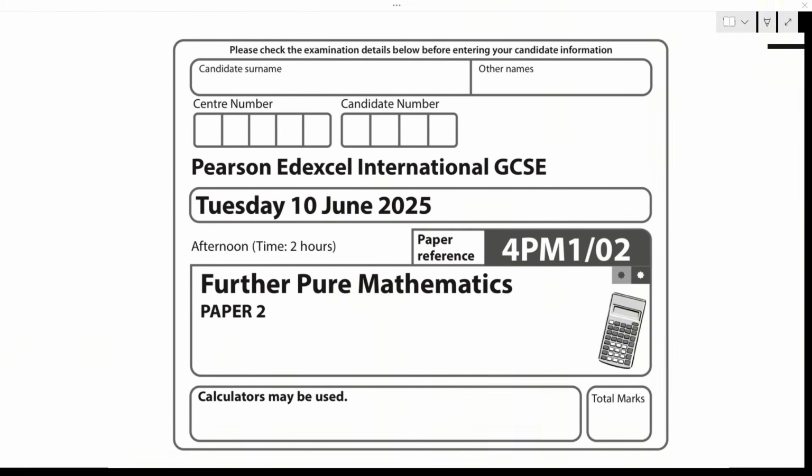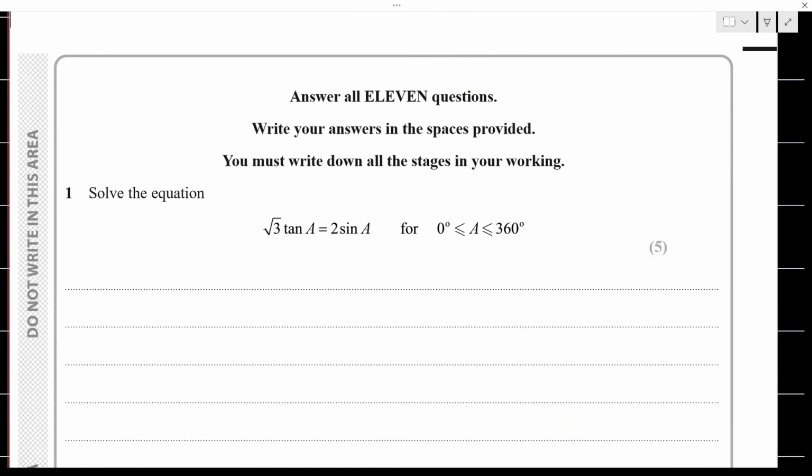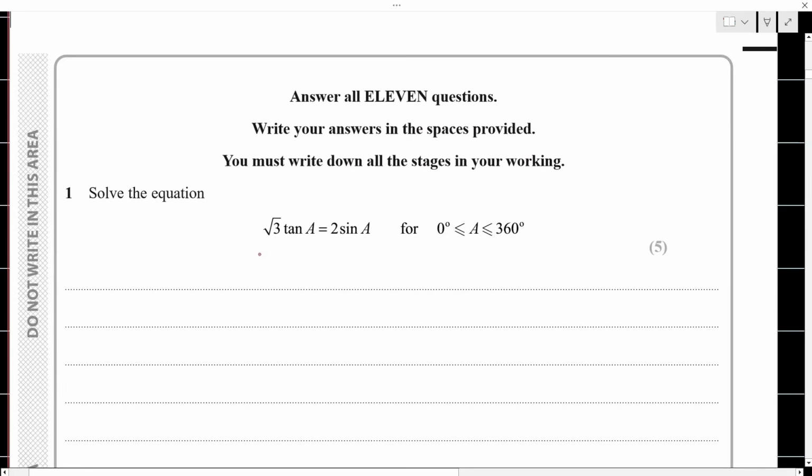Today we will be discussing the most recent Edexcel IGCSE Further Pure Mathematics Paper 2 question paper. This paper is from June 2025. This is our question number 1. We have to solve the equation root 3 into tan A is equal to 2 sine A. The range for A is also given here.